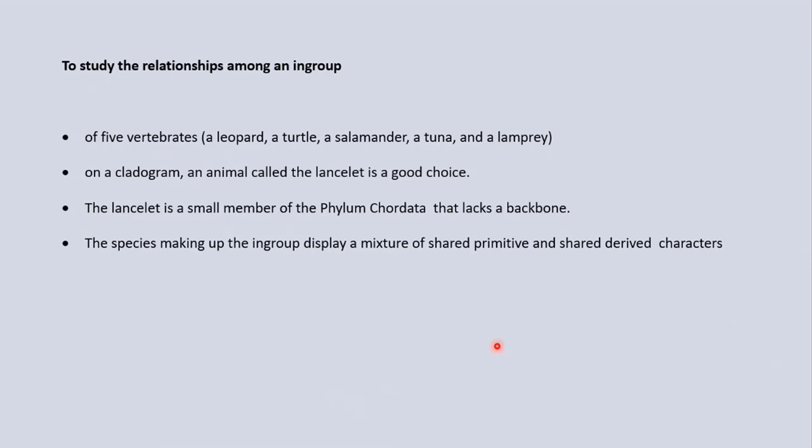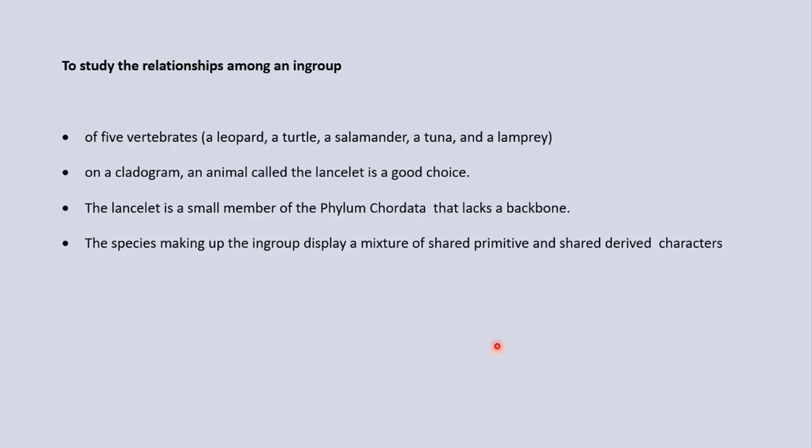So on a cladogram, an animal called the lancelet would be a good choice because this lancelet is a small member of the phylum Chordata, one of those that lack the backbone. The species making up the in-group display a mixture of shared primitive characters and shared derived characters.